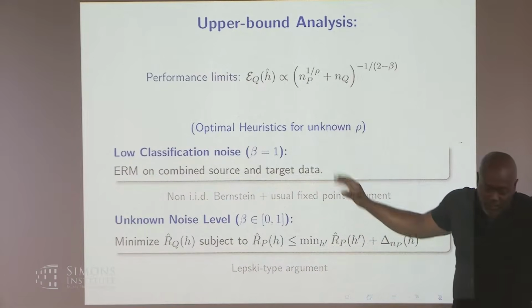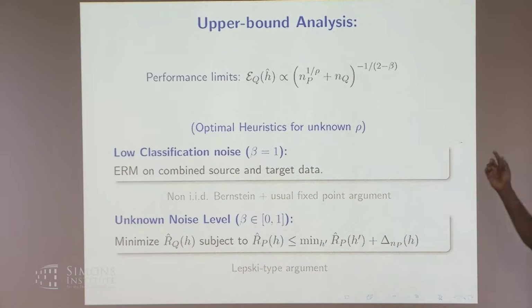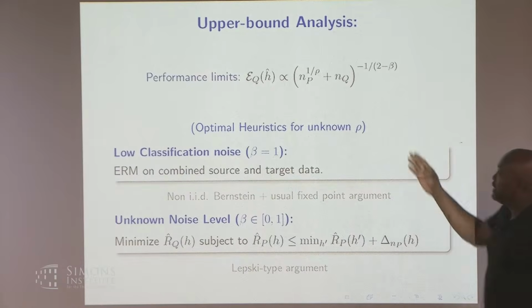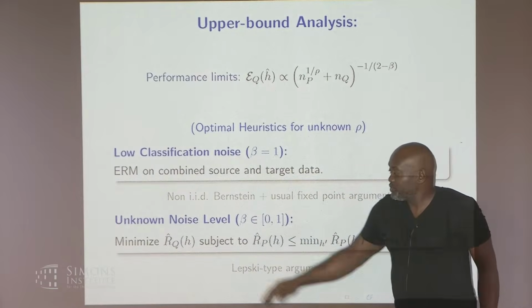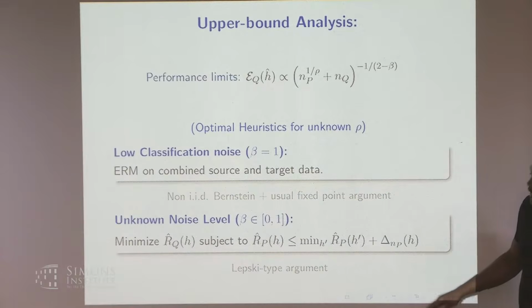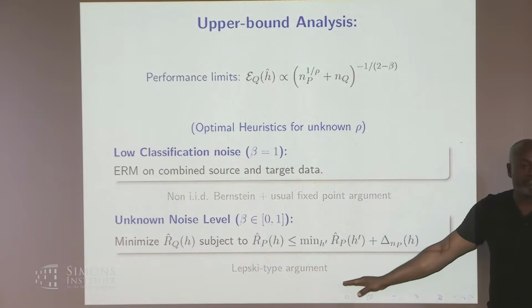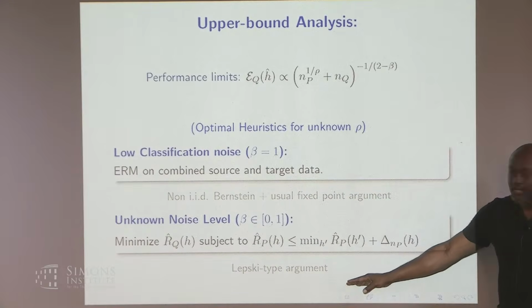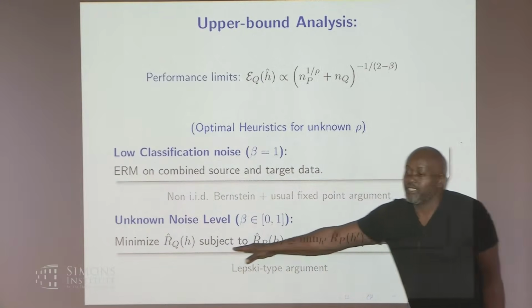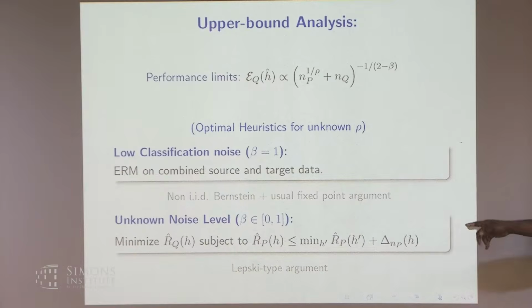Here, I'm still assuming that the H stars are the same. I'll give you a different algorithm when the H stars are not the same. With the H stars the same, what do I do? I optimize on the source, but I retain all the good classifiers under the source. And then I retrain under the target. Yes, okay.